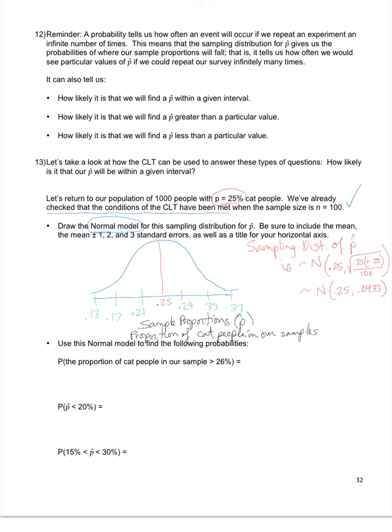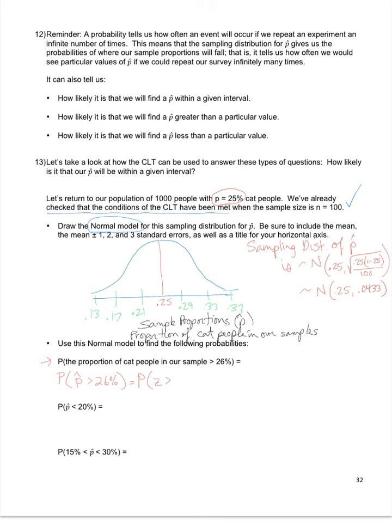All right, so next up, we're going to use this normal model to find the following probabilities. First one, we're going to look at the probability that the proportion of cat people in our sample is greater than 26%. So this is asking, what's the probability that p-hat is greater than 26%? So we need to standardize this because we want to be able to use the standard normal distribution. So we need a z-score.